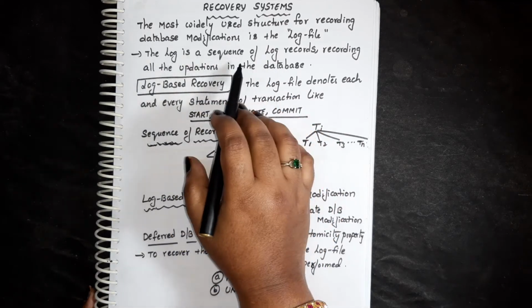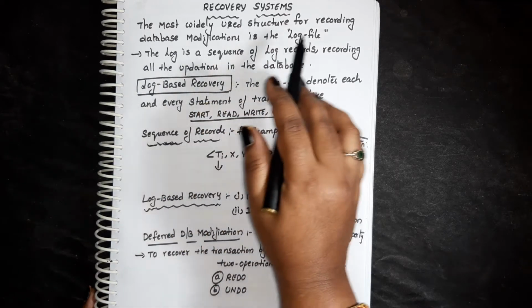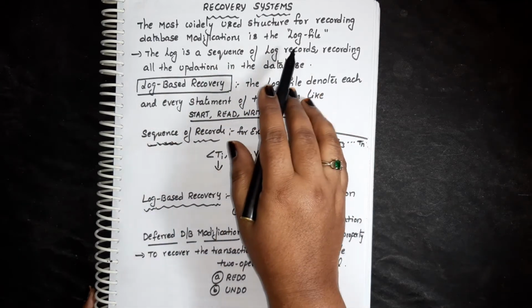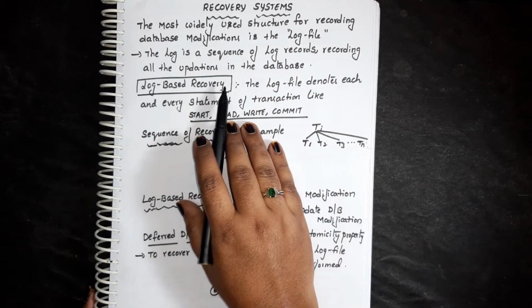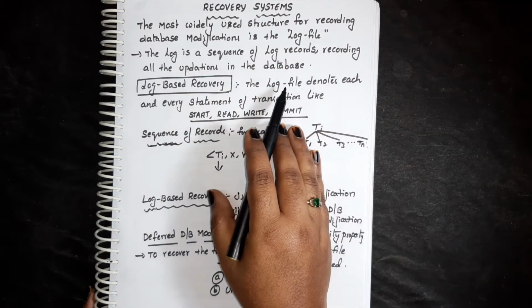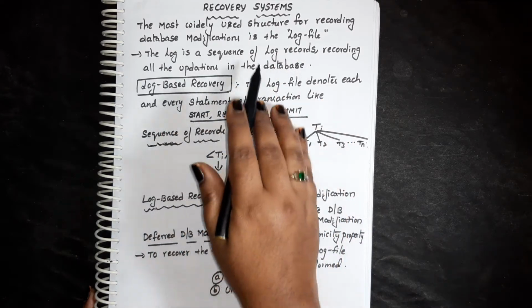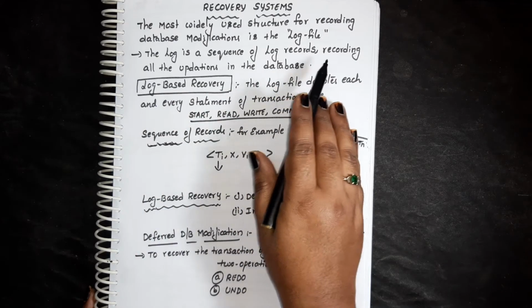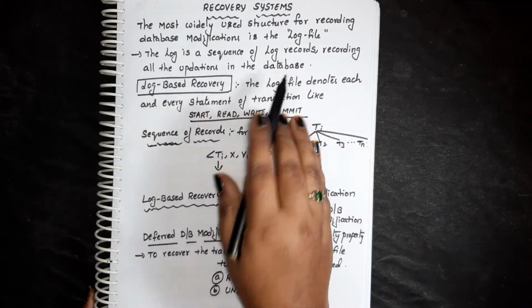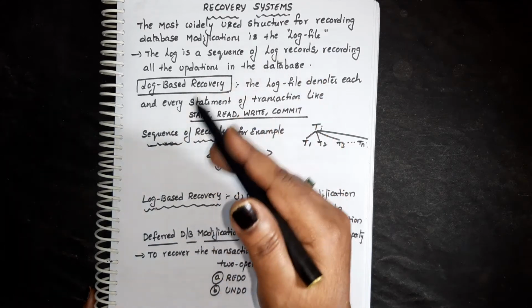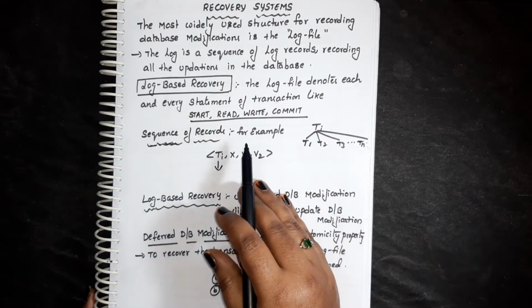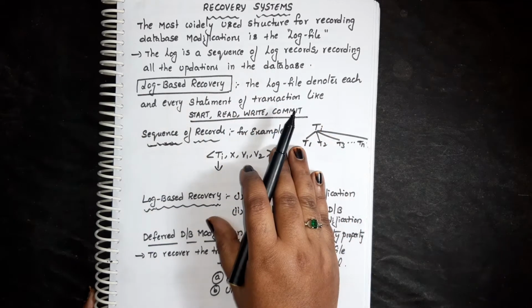In this case, you are going to create the log file, which is just like an example of creating a backup file. So what does a log file mean? The log is a sequence of log records which record all the updates in the database. The log file is nothing but the set of log records you write, a sequence of log records.